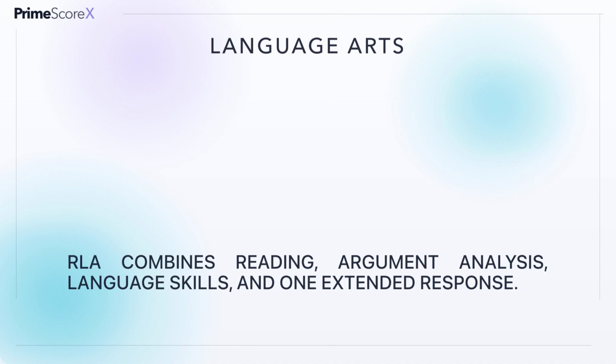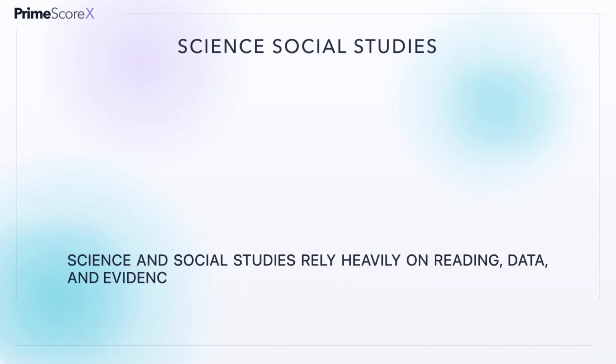Reasoning through language arts has 3 connected demands. First, you must understand what a passage says and implies. Second, you must evaluate claims, evidence, and reasoning. Third, you must recognize clear and correct written English. The test also includes an extended response based on source material. The essay is not a personal story. It asks you to compare arguments and support your analysis with evidence from the provided texts.